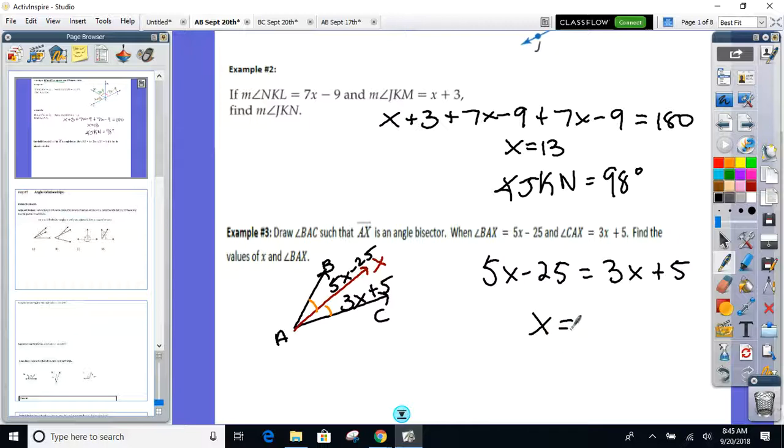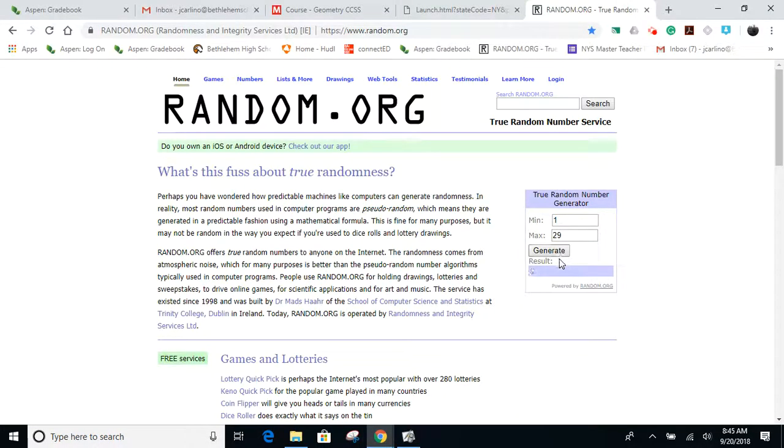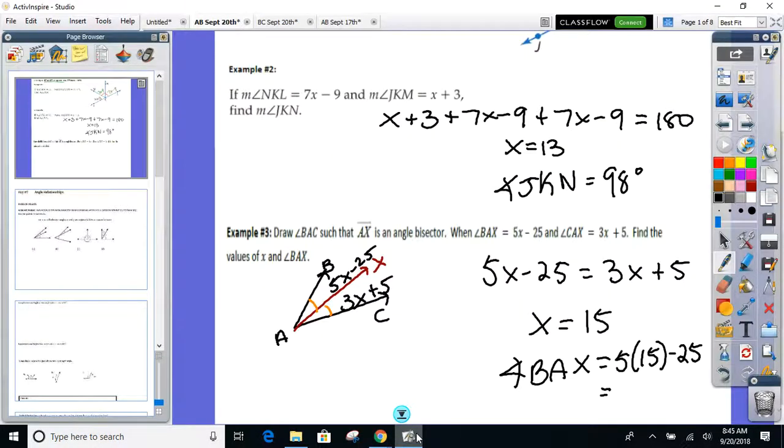What is it? 15, yep. And then we plug it in to find angle BAX. So we're going to go 5 times 15 minus 25. And BAX comes out to be, whenever you're ready, 50.